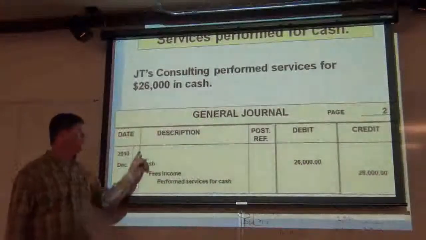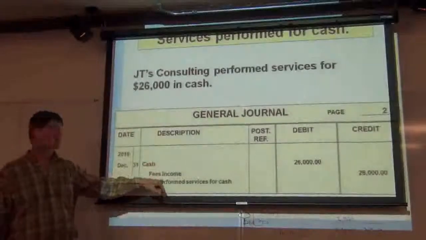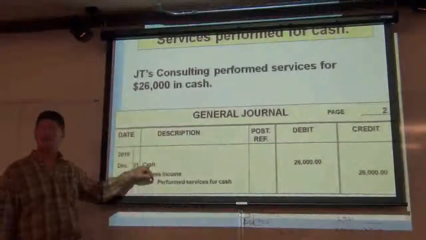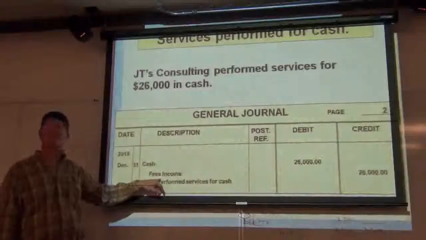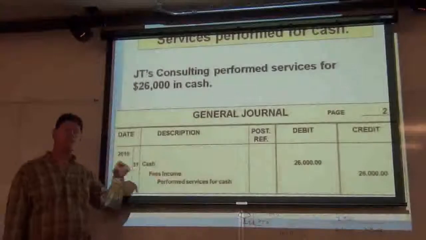Okay. Here we go. We provided a service. We invoiced somebody. So they paid us in cash, debit to cash, credit to fees income. Debit's always first, credit to fees income. Performed services for cash.